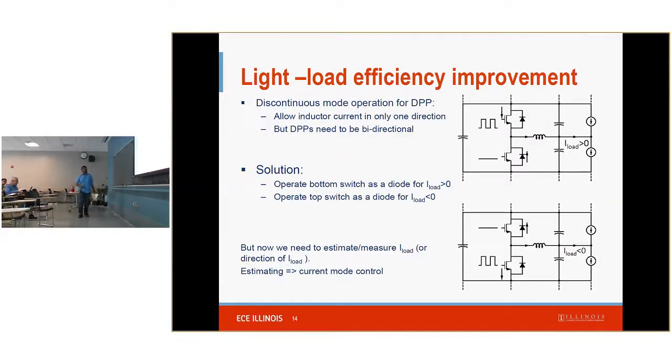So what we are going to do is estimate the load current, or rather the load current direction. And then, depending on what the load current direction is, I'm just going to operate this as a diode if the load current is positive, and if it is negative, then I'm going to operate this switch as a diode. But without current sensing, I have to use the body diode or a parallel diode. That's what we have been doing.